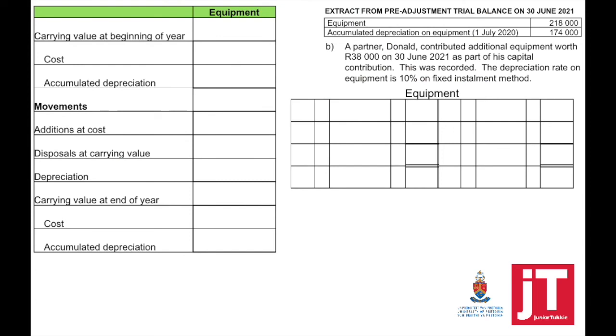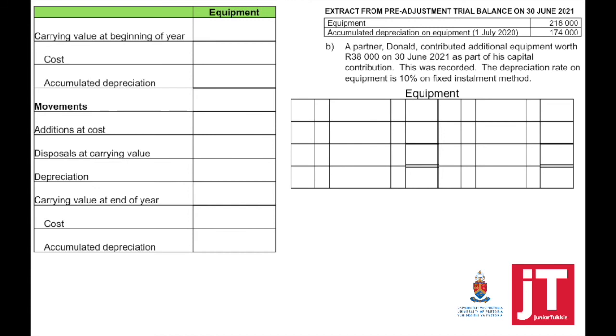If we now look at equipment, a partner, Donald, contributed additional equipment worth $38,000 on 30 June 2021 as part of his capital contribution. This was recorded. The depreciation rate on equipment is 10% on the fixed installment method. Now, as mentioned earlier, always start with the movement.